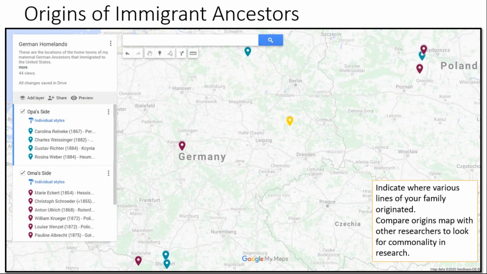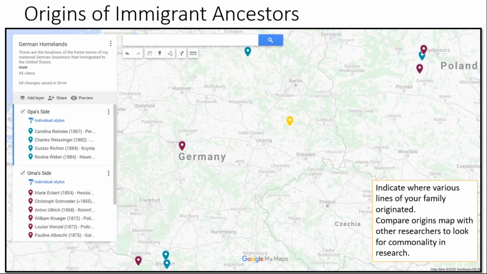Another type of map that I've created is Origins of Immigrant Ancestors. So in this map, I identified all of my mother's immigrant ancestors and mapped their hometowns of where they lived before immigrating to the United States. And I created two layers, one for my maternal grandfather and one for my maternal grandmother. That way I could compare where the two families were from and see if any of them came from nearby each other or if they were all pretty spread out.